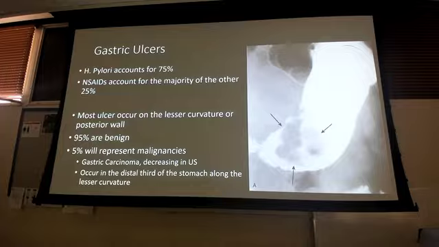Most ulcers are benign, most ulcers will heal, there's a small percentage that will represent malignancies. Alright, don't get so much on the numbers, I'm not a big numbers guy, especially for this stuff. It's more just letting you know how often are you concerned about something, okay? Top line really important, because if you don't remember that H. pylori accounts for the majority of gastric ulcers, then you won't know to test for it or treat for it.